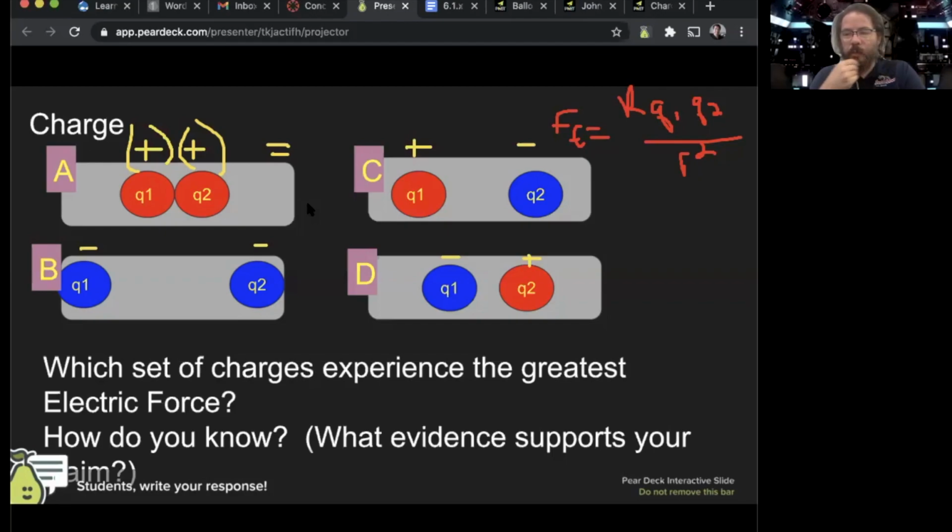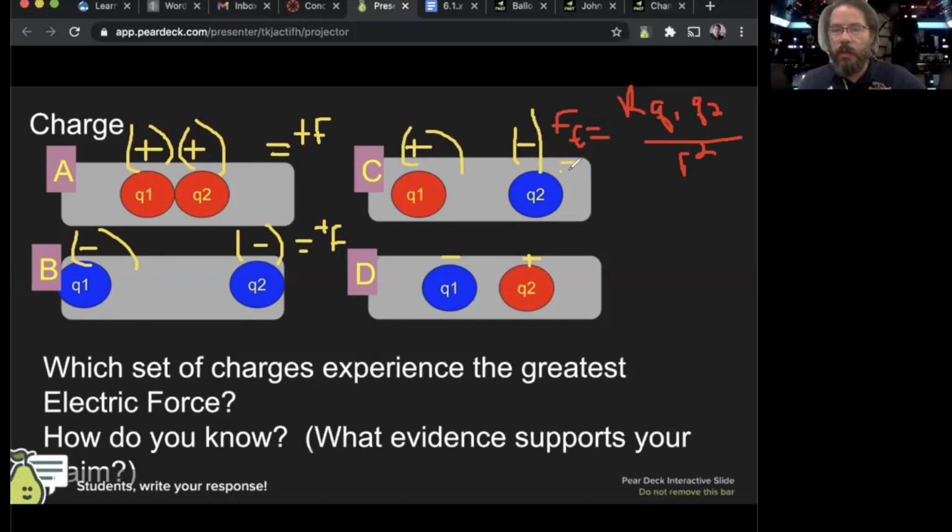Yes, good. I got a couple of answers. Keep those coming. A positive times a positive is a positive, so it's going to be a positive force. What's a negative times a negative? A negative times a negative is a positive, right? So we're going to have a positive force for letter B. What about letter C? We've got a positive times a negative, so the answer is going to be a negative force.